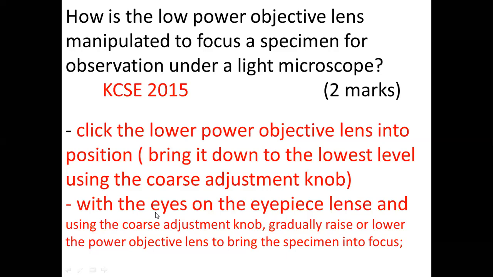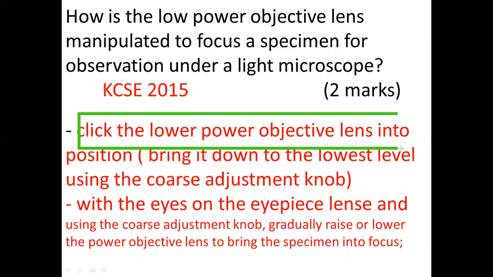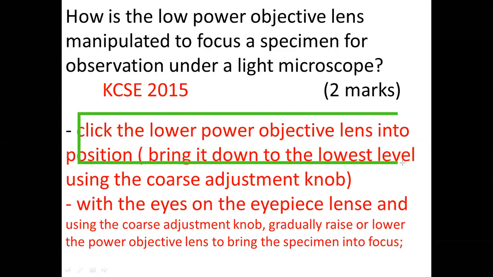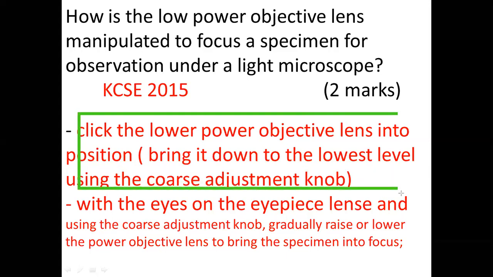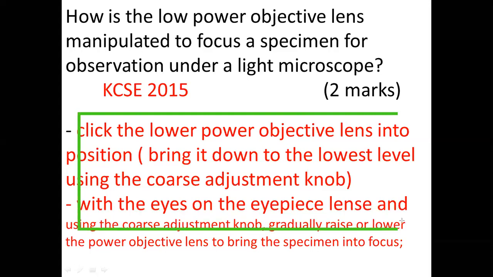And let me give you time to internalize that. Click the low power objective lens into position. In bracket, that means bring it down to the lowest level using the coarse adjustment knob. That's the next. With the eye on the eyepiece lens and using the coarse adjustment knob, gradually raise or lower the power objective lens to bring the specimen into focus.